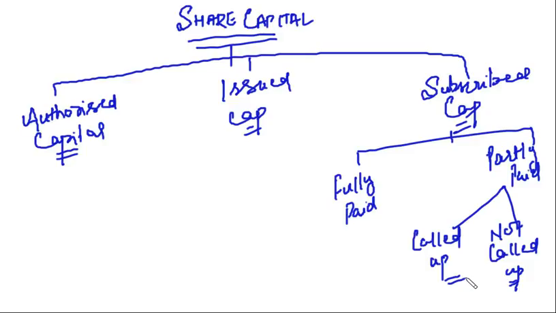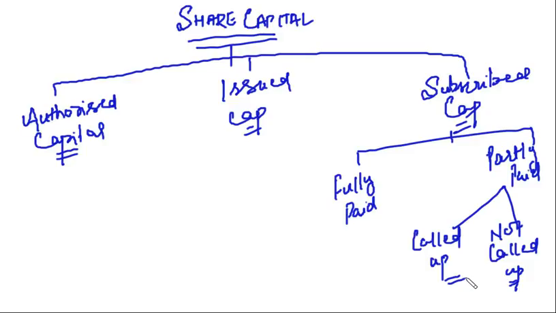Authorized capital is the maximum amount that a company can raise by the issue of shares. Issued capital is the amount that the company wants to raise by the issue of shares. And subscribed capital is the amount that is received by the company against issue of shares. Now we are moving on to a very important part, that is the practical aspect of this.